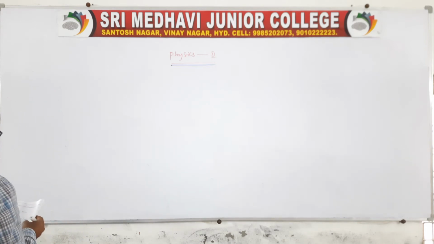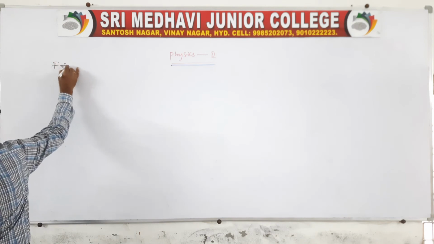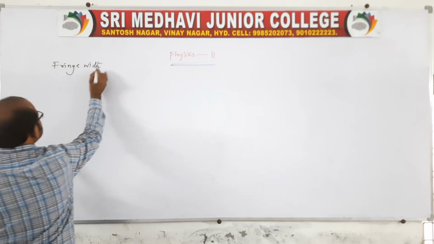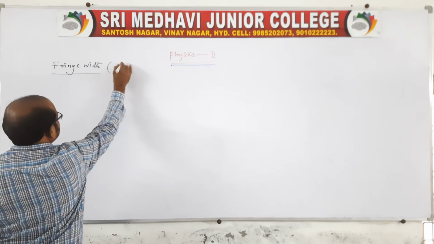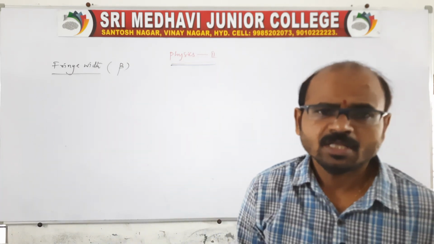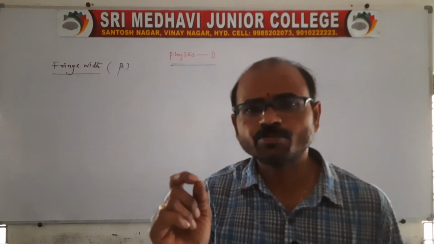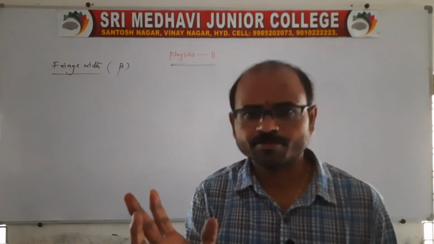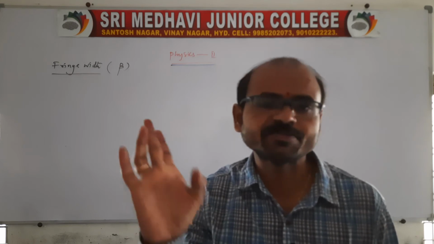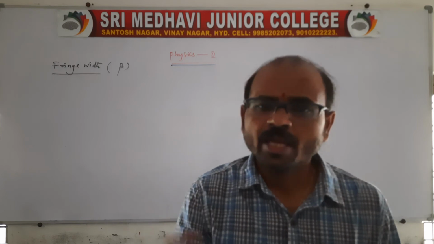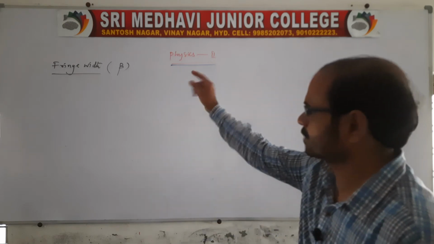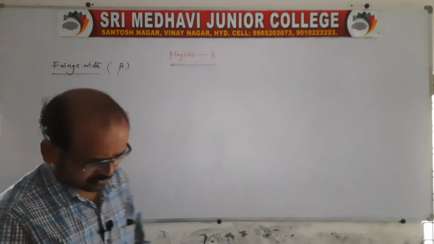Here the side heading will be fringe width. This is the fringe width, we can call it beta. Sir, what is the statement for the fringe width? Very simple. The distance between any two bright or any two dark fringes is nothing but what we call the fringe width. You take any two distances, either bright or dark. So that gives the fringe width.